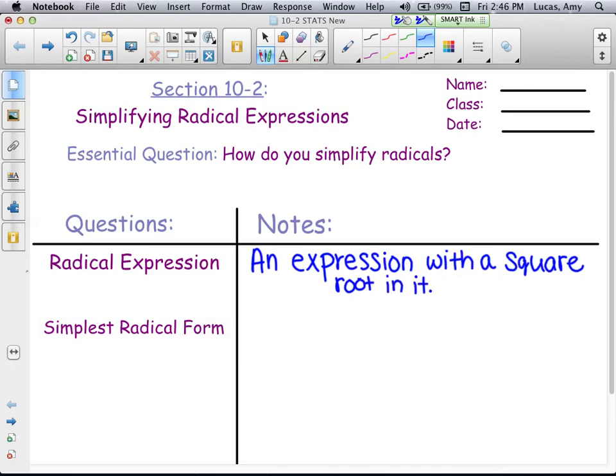Simplest radical form, what that means is kind of like when you reduce a fraction. Reducing a fraction means that there are no common factors between the numerator and denominator anymore, so it's in simplest form. Simplest radical form means that there are no perfect square factors in the radical. So no perfect square factors are left in the radical. That'll make more sense in the next slide.